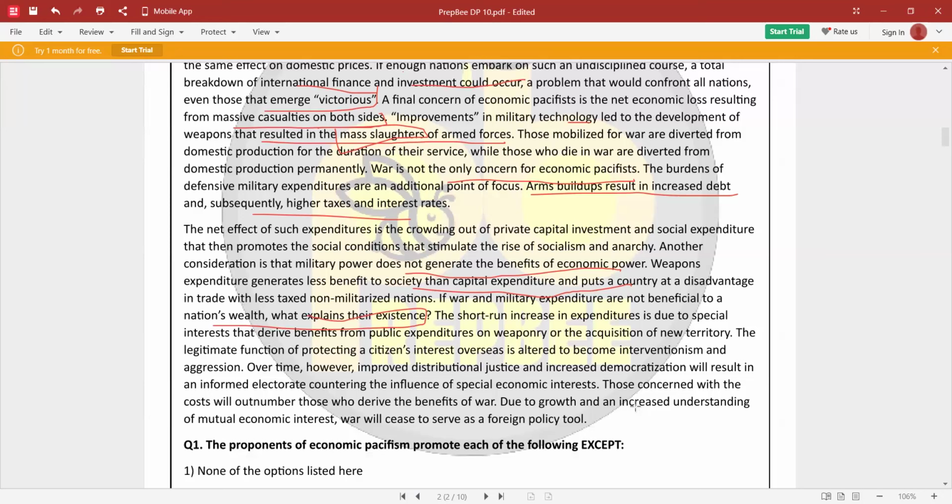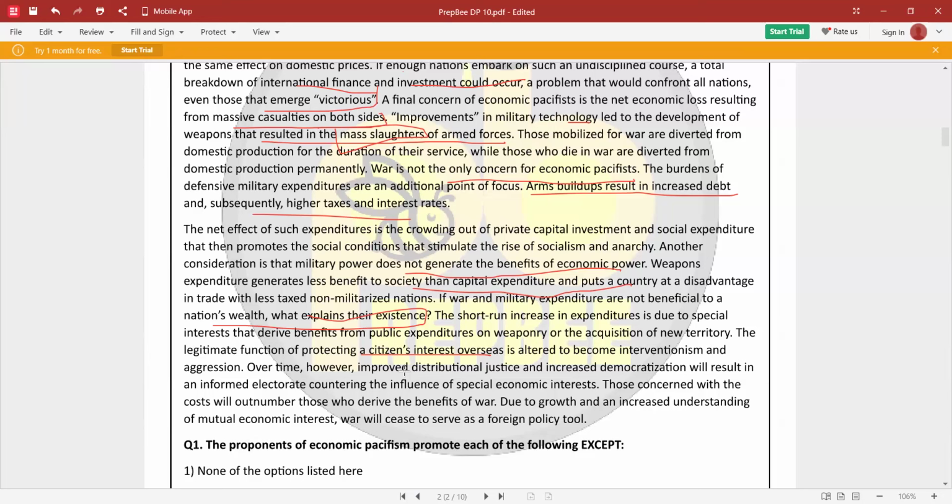The short run increase in expenditure is due to special interests that derive benefits from public expenditures on weaponry or acquisition of new territory. That means in the short term, certain groups, such as arms manufacturers, will benefit from government spending on weapons or territorial expansion, which explains the persistence of militarism. The legitimate function of protecting a citizen's interest overseas is altered to become interventionism and aggression. That means what starts as a valid role for defending citizens often turns into aggressive military interventions and expansionism. Instead of defending your own citizens, you are in an open war, getting aggressive, doing military interventions, and trying to expand your boundaries.